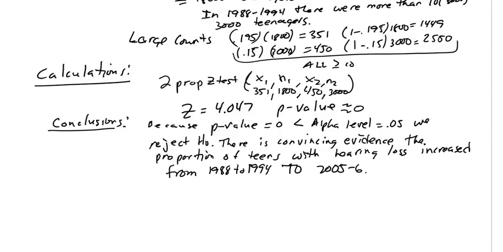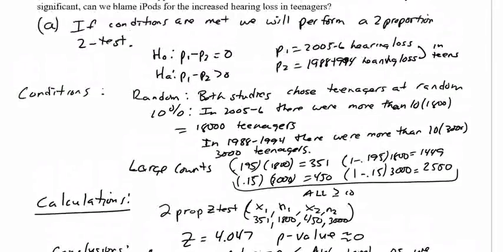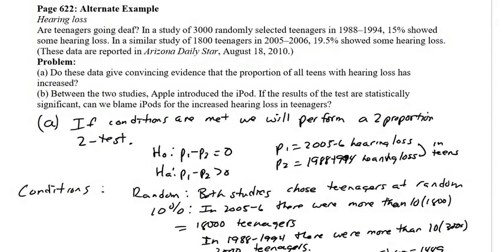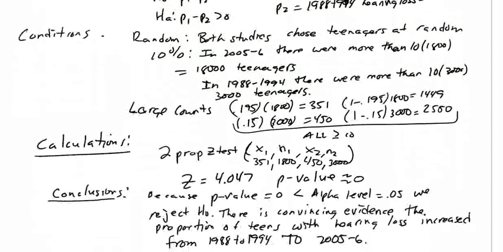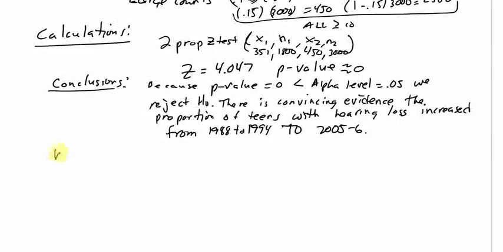Now we have to answer B. Between these two studies, Apple introduced the iPod. If the results of the test are statistically significant, which they were, can we blame iPods for increased hearing loss? Well, no. No, simply because we weren't testing what caused the hearing loss. We were only testing whether hearing loss increased.